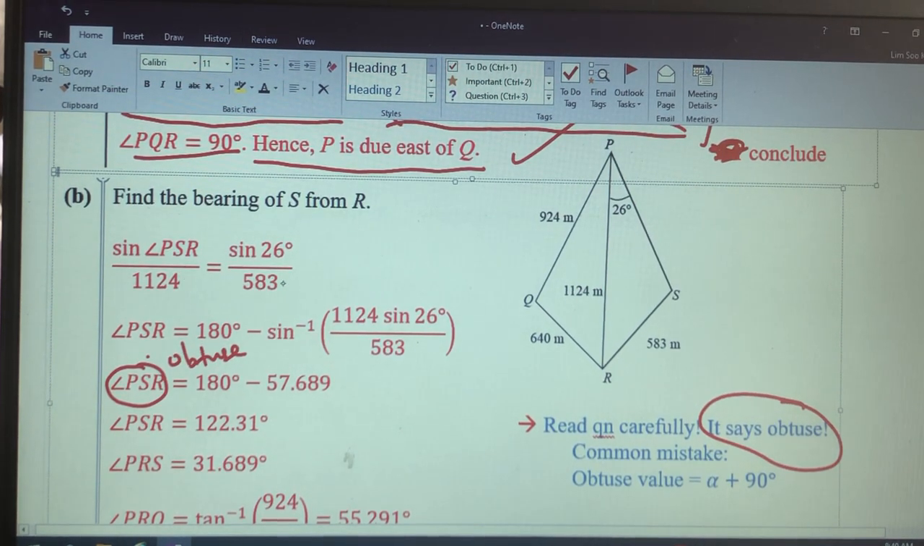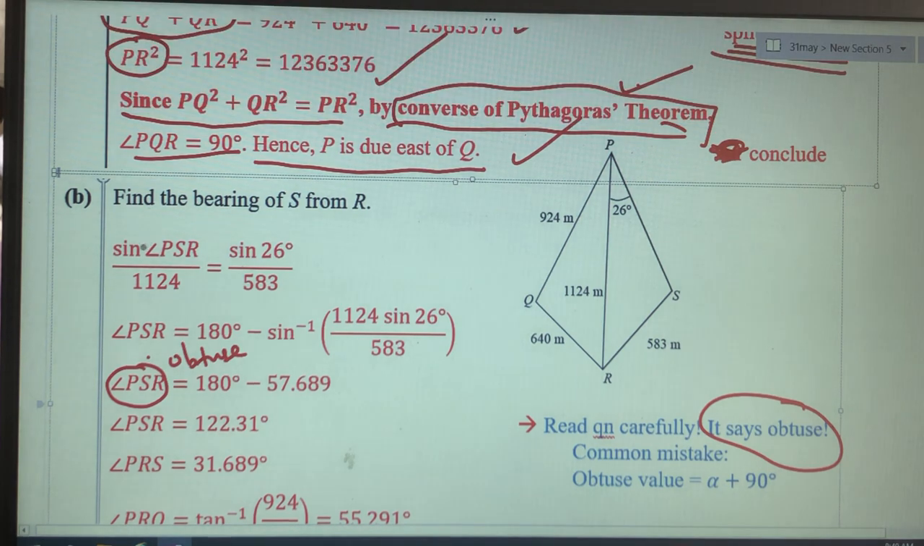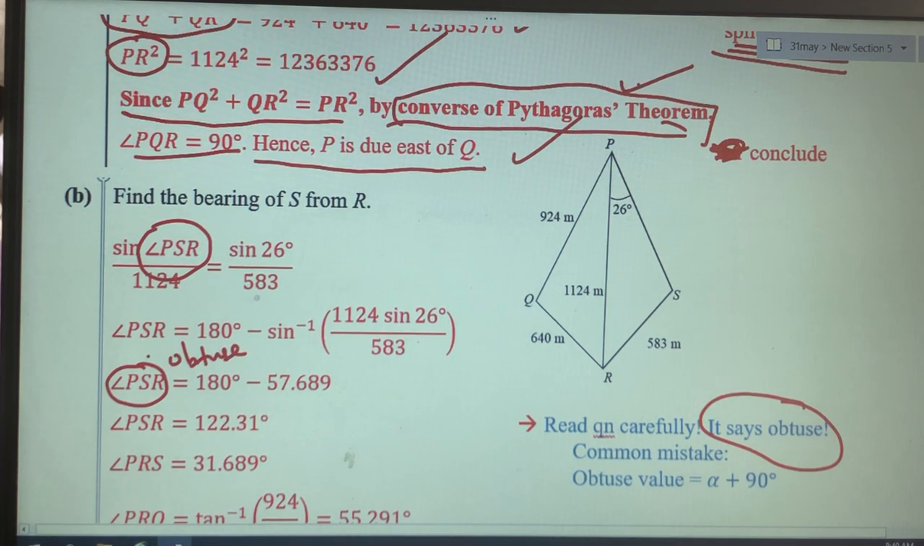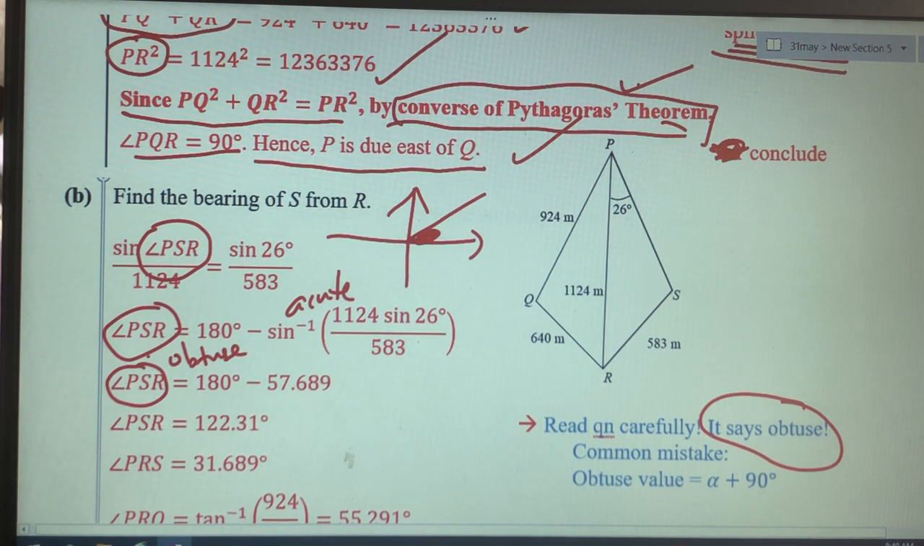That PSR is obtuse. Now, why is it important to know that PSR is obtuse? Because when you press your calculator and calculate this, your PSR will be an acute angle. But in the question, they say it's obtuse. So you must take 180 minus the acute angle. Remember your ASTC. We don't want this, we want the other one. That is what many of you make as a mistake here. Other than that, this is a very easy question.